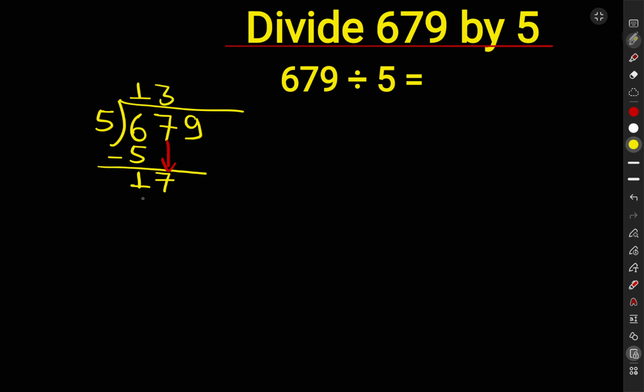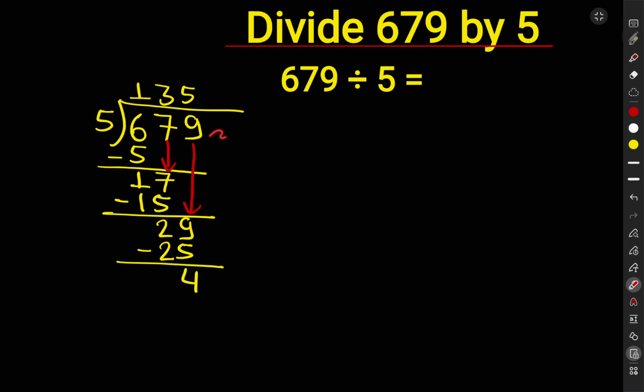5 times 3 is 15. On subtracting, we get 2. So again we put down this 9 and it is 29. 5 times 5 is 25. On subtracting, we get 4.